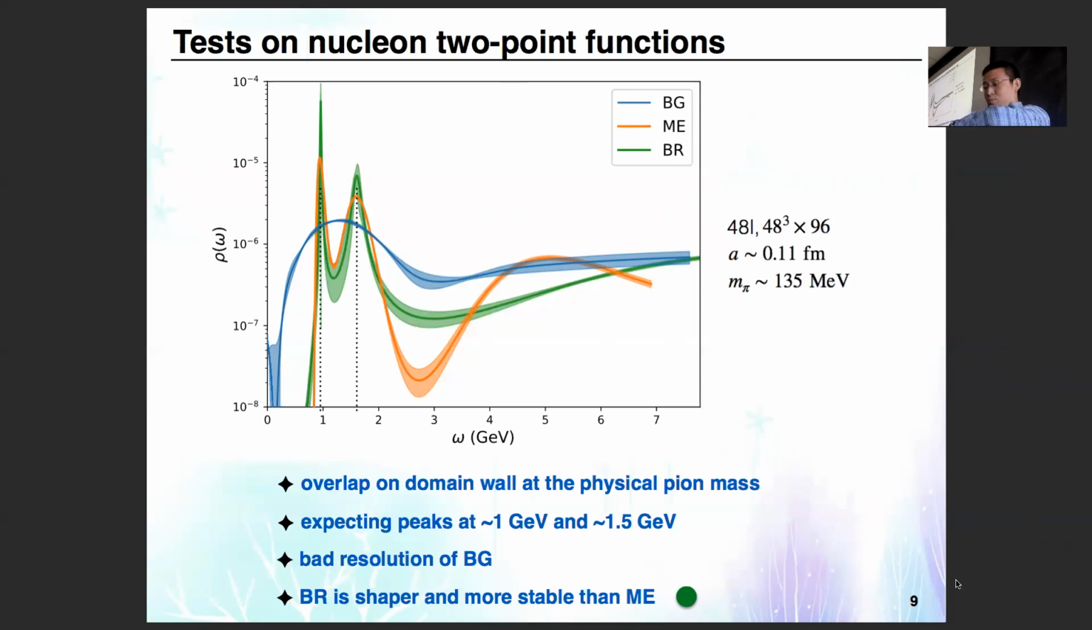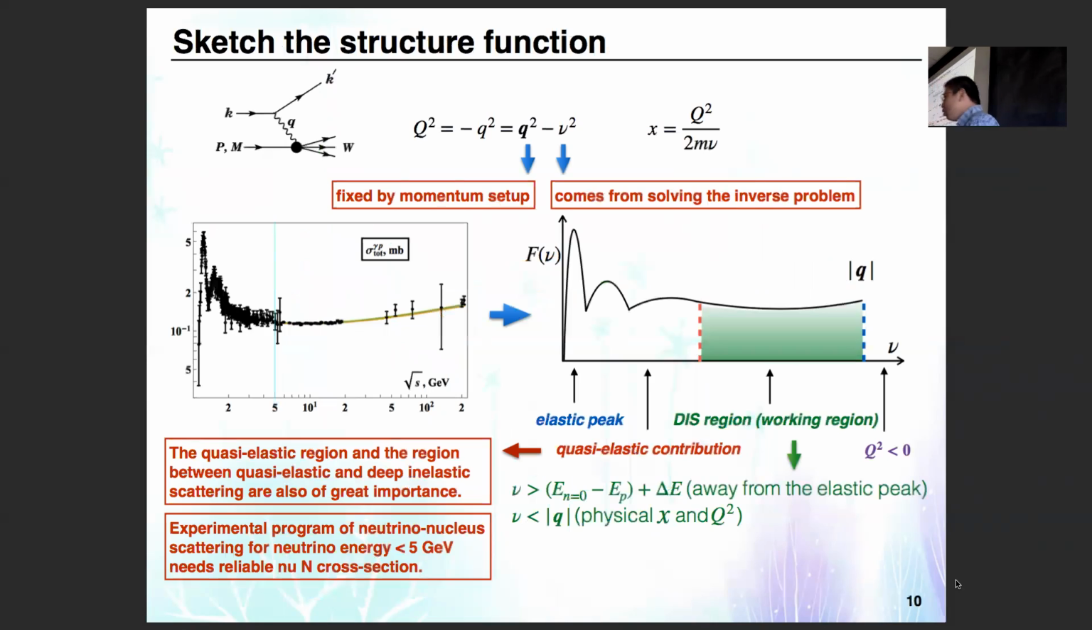Okay, so I think I need to be quick. Now I talked about how to calculate the Euclidean hadronic tensor on the lattice and how to convert it back to Minkowski space. So now I need to sketch something about the structure function, how we would expect it to look.